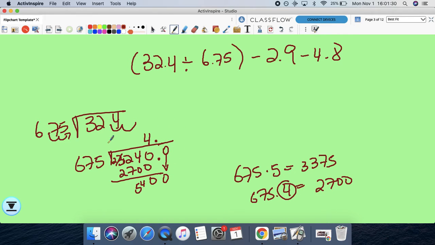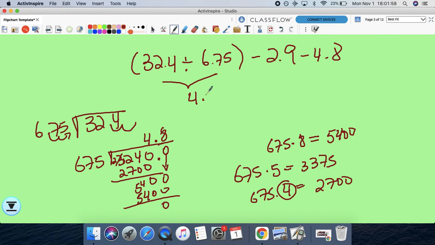5,400. Can 675 go into 5,400? Well, 675 times, let's try 8. I don't think so. Well, let's try 675 times 8 is, look at that, 5,400. Good. So we're going to put an 8 here, equals 5,400. That's 0. So this becomes 4.8.